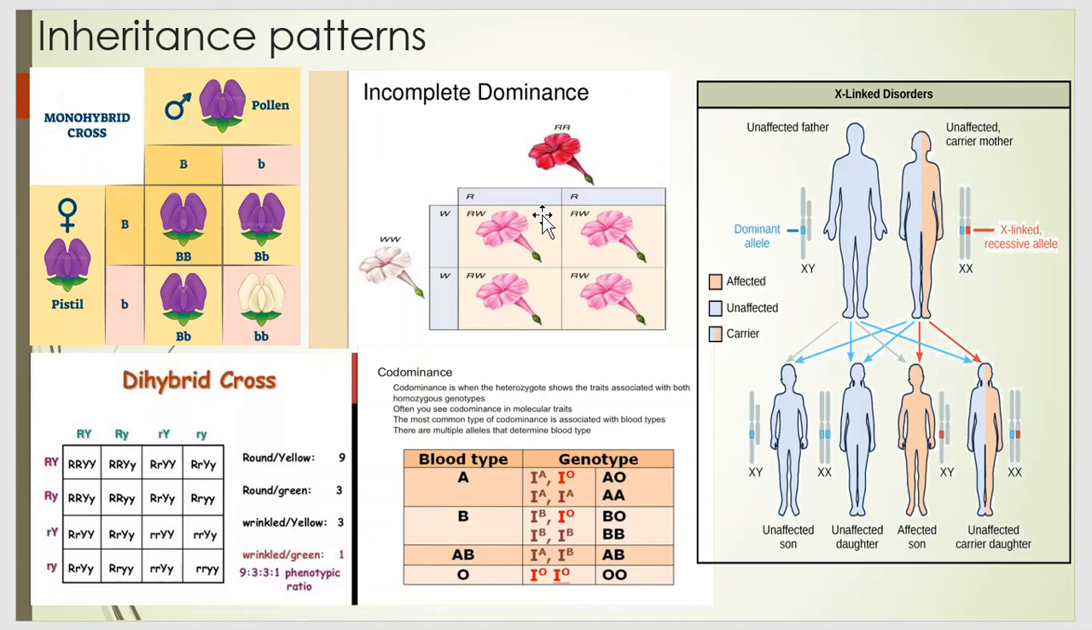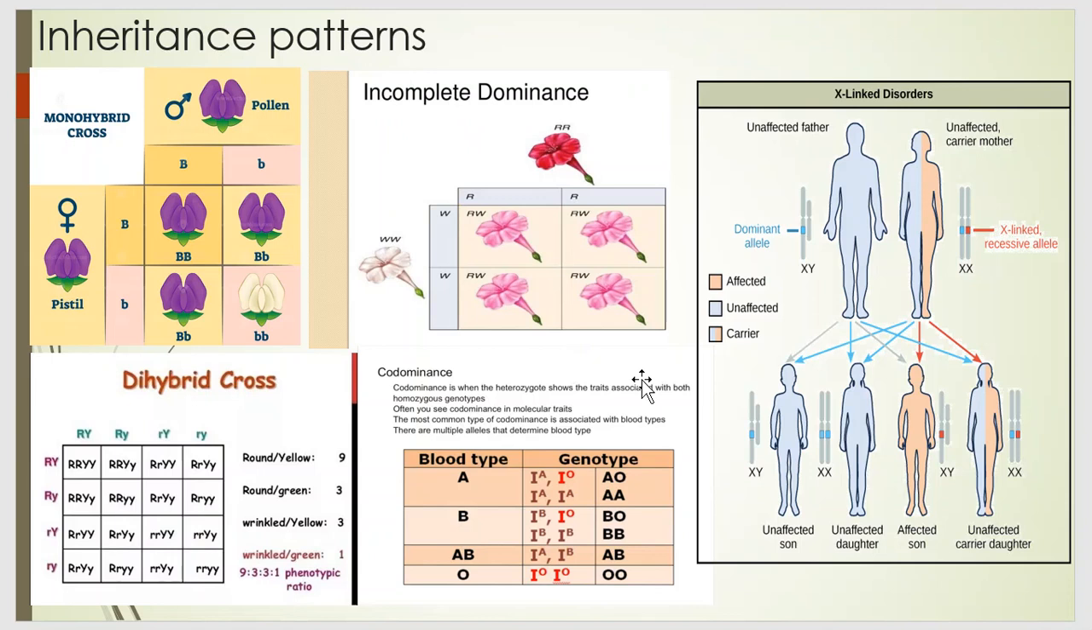The third inheritance pattern that you see here is incomplete dominance. What you see here is that when you cross a red flowered plant with a white flowered one, and guess what? You're not getting either red or white, instead you're getting pink flowers. So this shows that these 2 traits are mixing each other, and if you are getting something intermediate between the 2 traits, that is incomplete dominance.